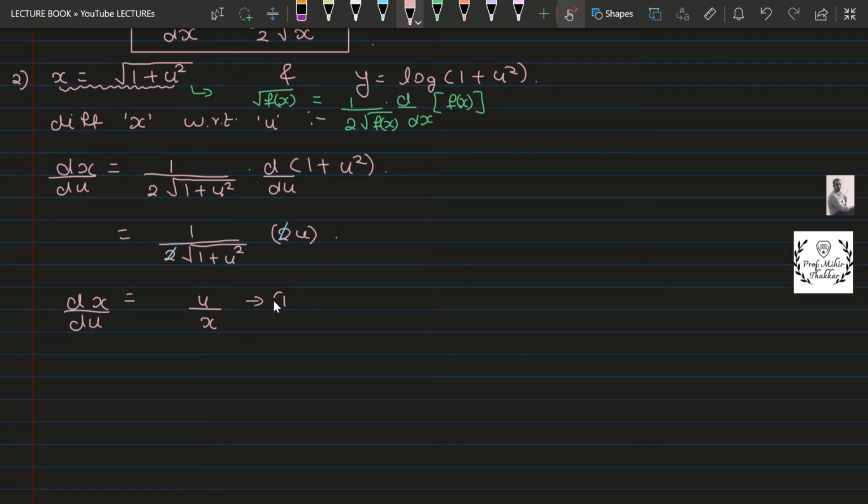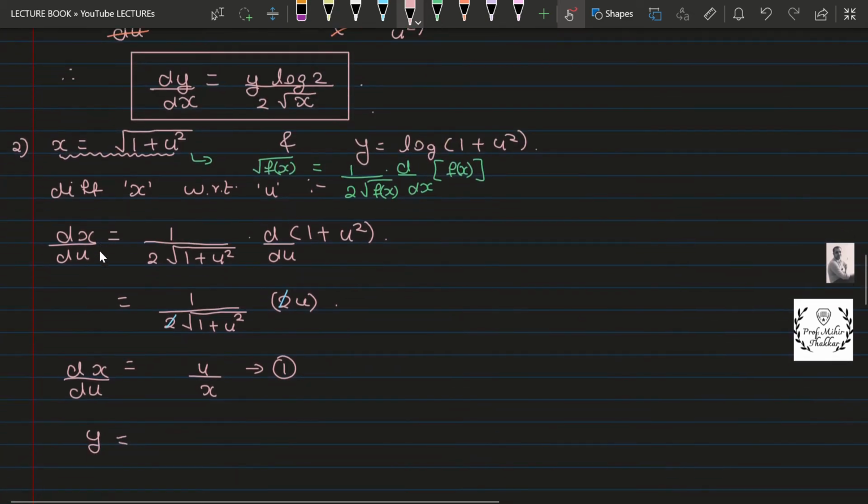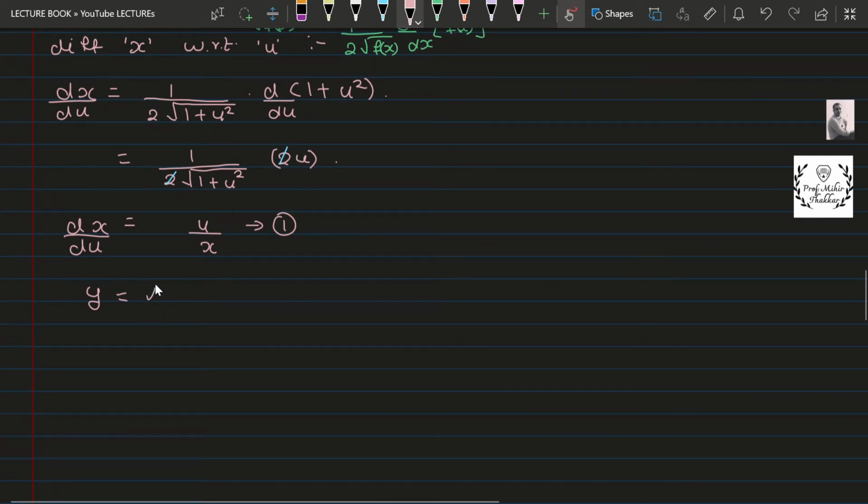And I give it as equation number 1. Then we get over here. Let me take down that y element once again. It was log of 1 plus u square.